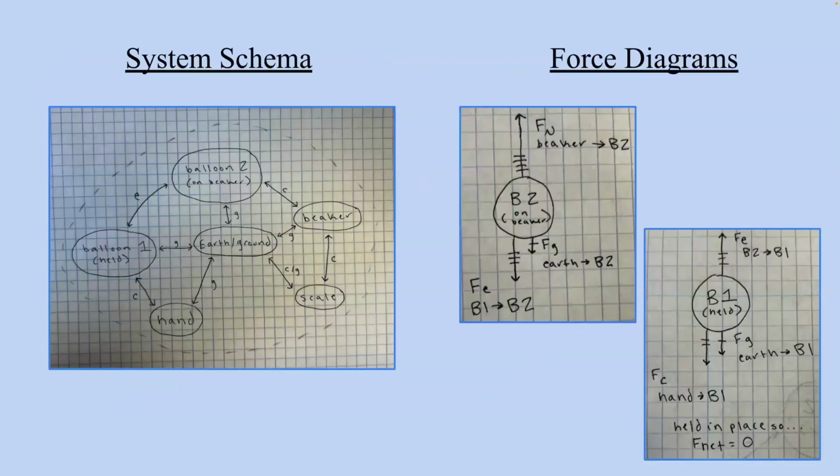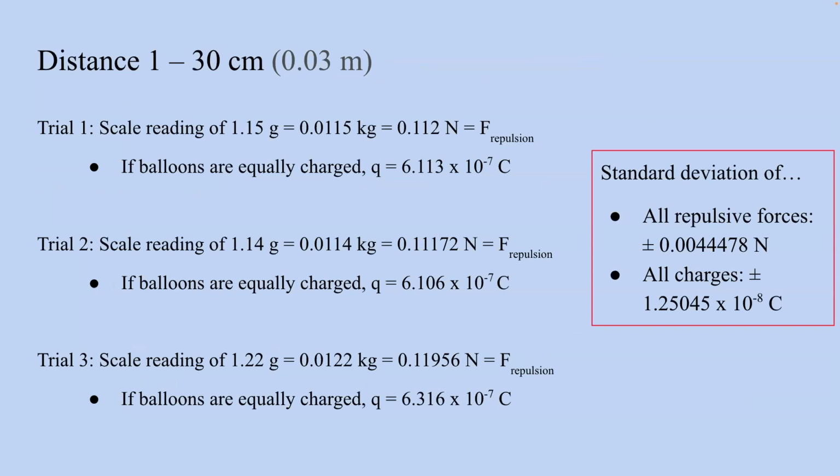Shown here are our system schema and force diagrams. So for distance 1, here are each of the three trials. The standard deviations of all the repulsive forces were plus or minus 0.004 newtons, and the charges were plus or minus 1.25 times 10 to the negative 8 coulombs.